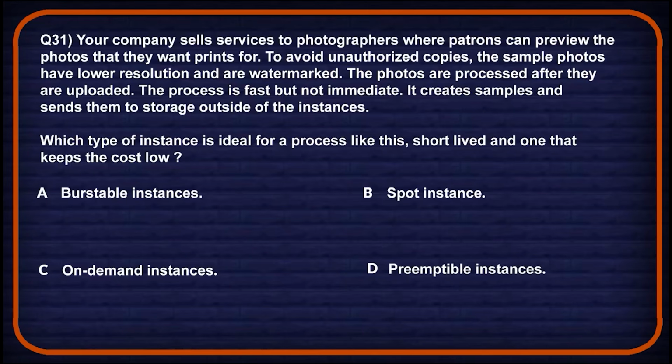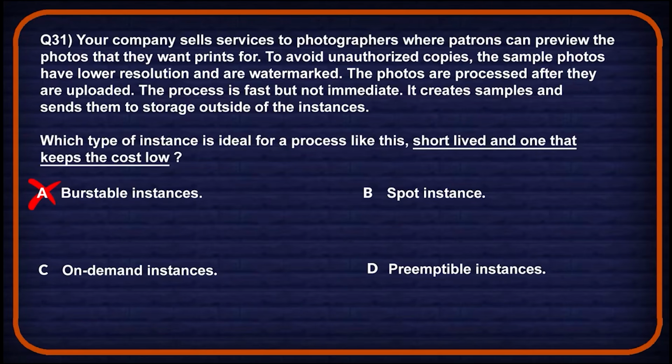Okay, let's look into the options. Option A, burstable instance. Burstable instances are designed for baseline workloads with occasional spikes, not ideal for transient batch jobs. So, not a correct choice. Moving on to option number B, spot instance. Spot instance offers low cost compute for short lived, fault tolerant tasks like image processing and watermarking. So, option B might be a potential answer.